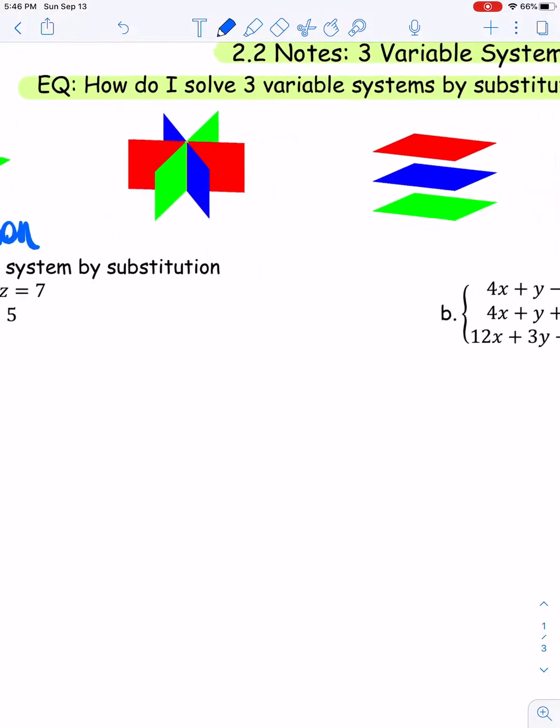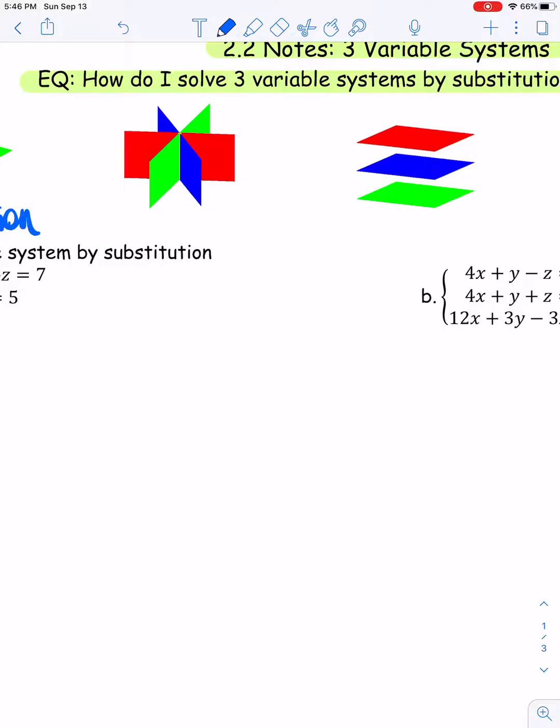The second example shows our three planes intersecting at a line. Notice all of them are intersecting on that one line. How many solutions would that be? Well, that would be infinite solutions.